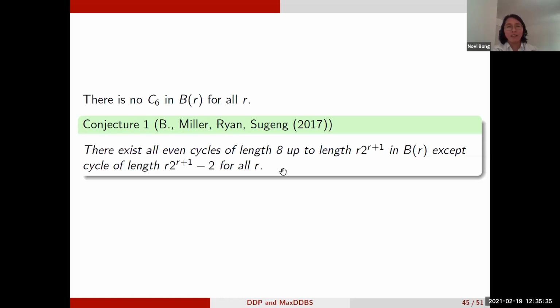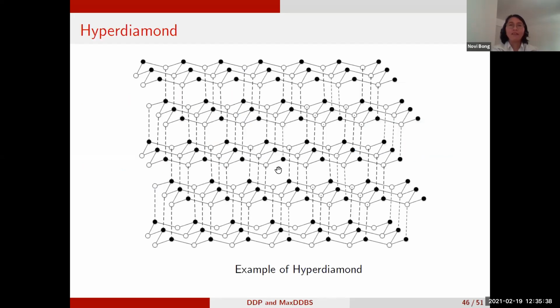Now the other thing that is ongoing work is about the hyperdiamond. I mentioned earlier there was a work on honeycombs. Honeycombs is the 2-dimensional case, so we try to see this in terms of 3 dimensions. If you look carefully, there is a honeycomb layer, and then they go from 2 dimensions to 3 dimensions. So we try to construct the largest subgraph that we can have from this.